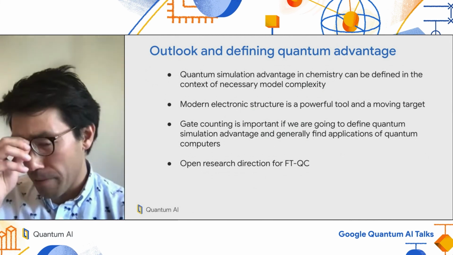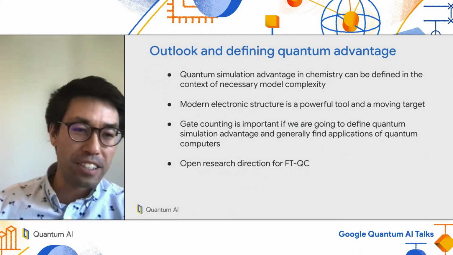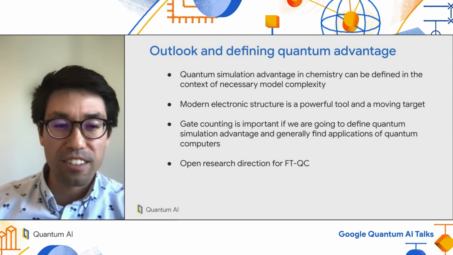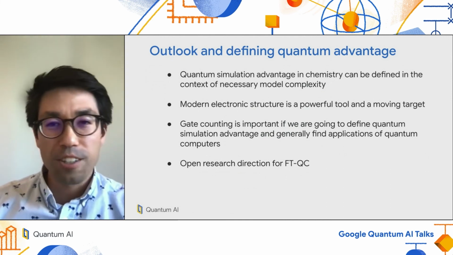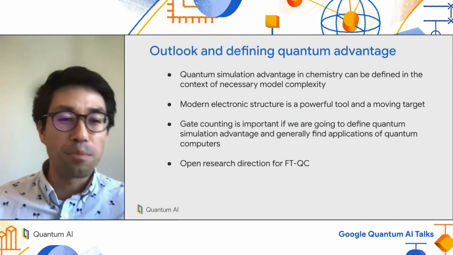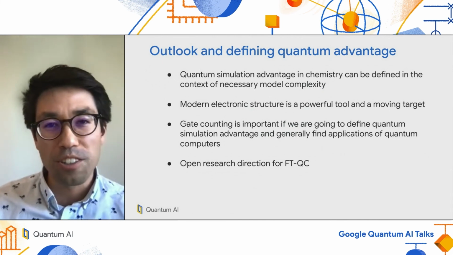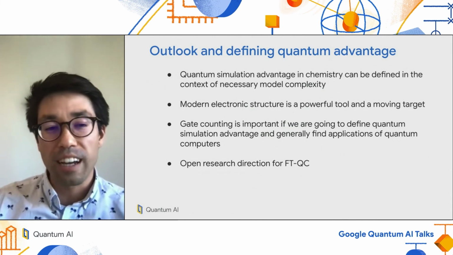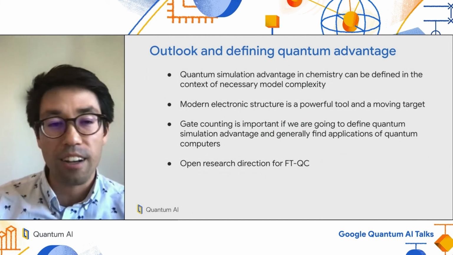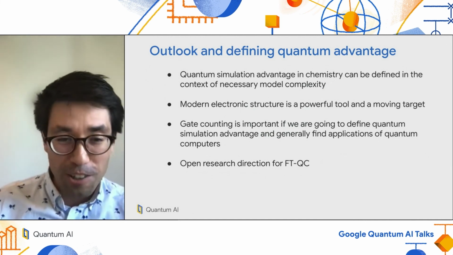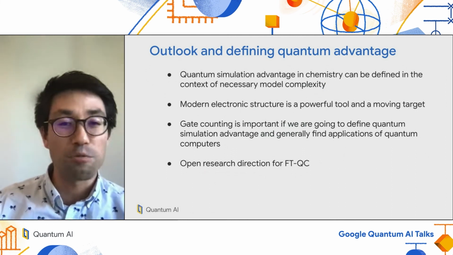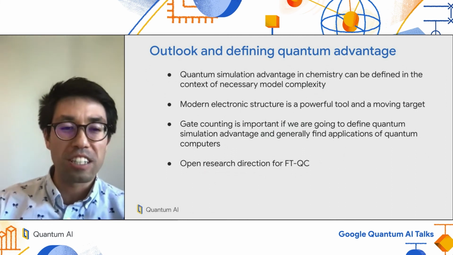But what I wanted to emphasize before I leave is that quantum simulation advantage in chemistry can be defined in the context of necessary model complexity. So we're not going to be able to just pick a molecule and say, oh, that's something that we should define quantum advantage on. It's very likely that we wouldn't need necessarily a high model complexity to simulate that compound. Modern electronic structure is powerful. It's a moving target. And so we'll have to continuously reassess what this quantum advantage boundary is.